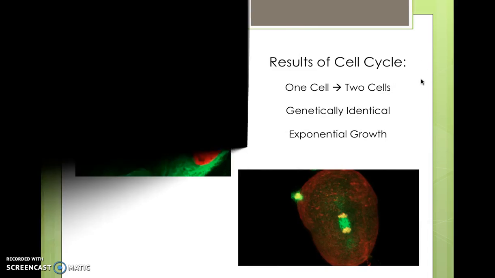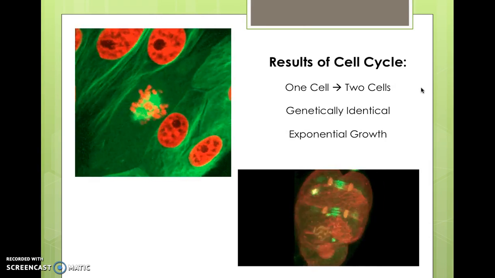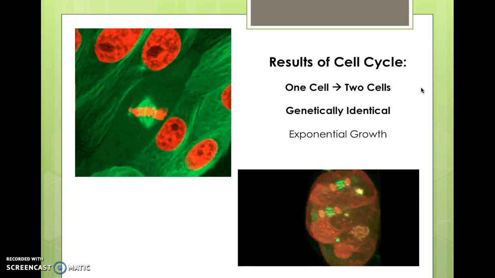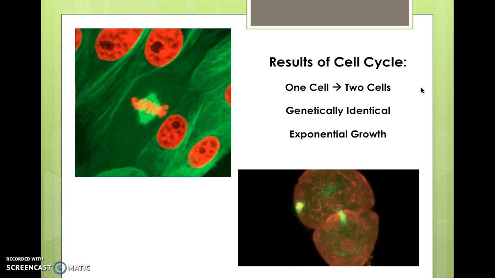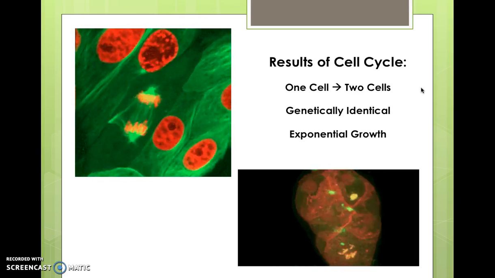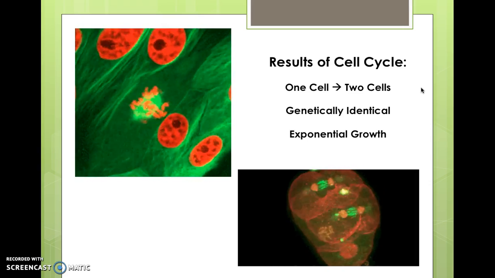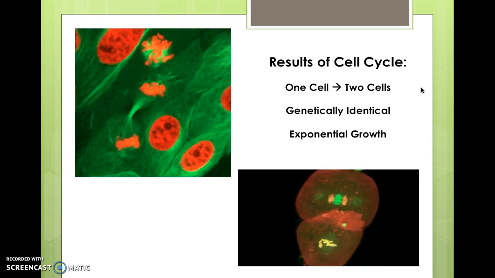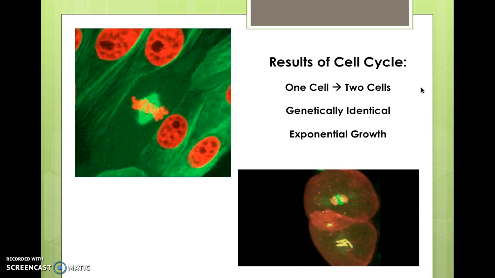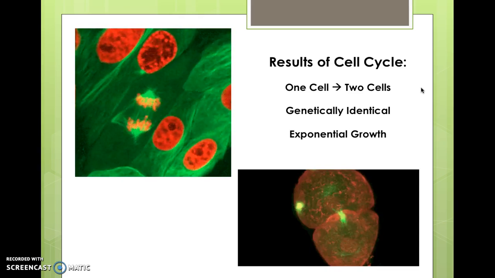So the results of the cell cycle are fairly simple. Ultimately, one cell becomes two cells. These cells are genetically identical, and if you think about it, they have a very exponential growth. As one cell splits into two cells, and each one of those cells splits into two separate cells. So you can see in the GIF below the text here, the one cell splits to two cells, which splits to 4, which splits to 8, which splits to 16, and before you know it, you just have so many cells you can't even understand what's going on.